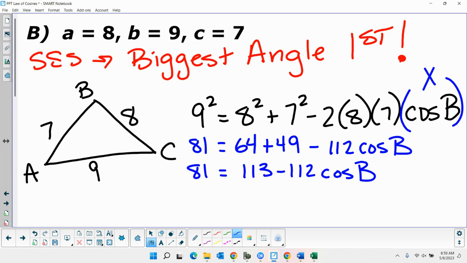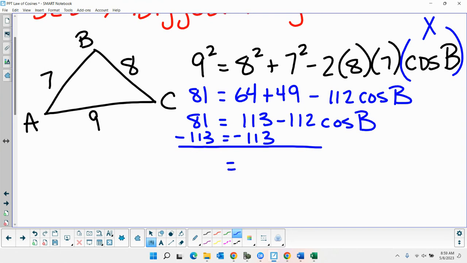What do I do with that 113 now? You subtract it over. I'm going to get some of you guys that are going to do this because you're not paying attention right now. You're going to say, oh, that's just 1 times the cosine of B. That's not right. You can't put those two together because this is negative 112 times that. So remember, you're taking this number over. And then we're going to divide by that negative 112 to get the cosine of B by itself.